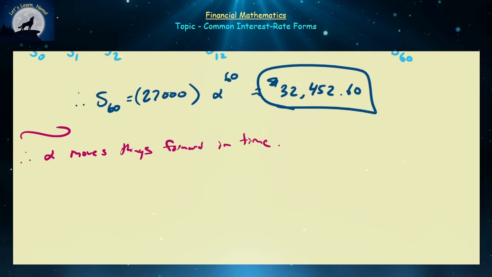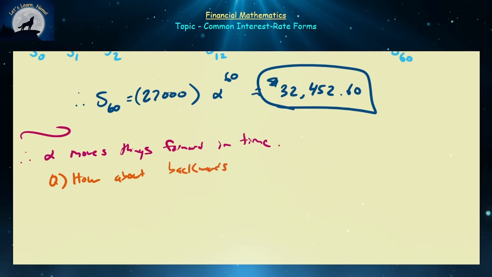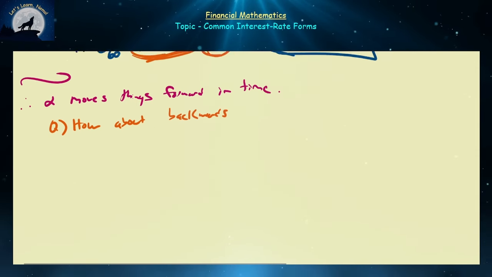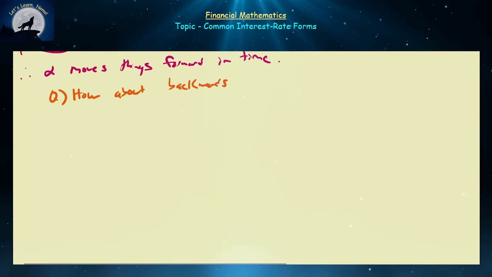So a natural question you could ask, how about backwards? How about backwards in time? So for example, if I want to accumulate some particular principal into $32,000 under some accumulation factor value alpha of 1.0065, how much should that principal be, right? So how much should we initially invest if that's how much money we want after that particular period of time? So that's why we want to answer this particular question, how about backwards?